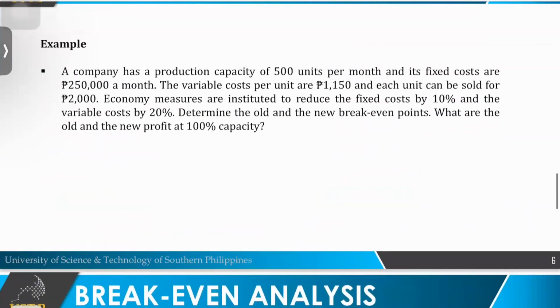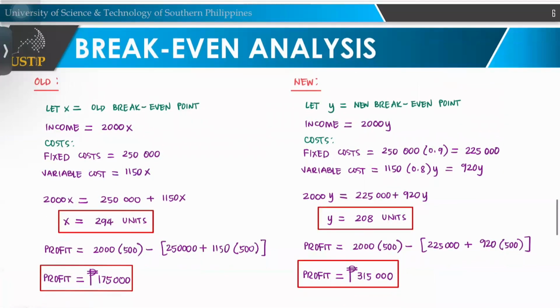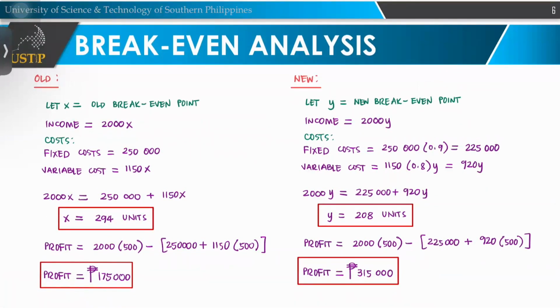The difference in the new class is the values of the fixed cost and the variable cost. Why? Because it's stated here that it was instituted to reduce the fixed cost by 10%. So meaning, it's advantageous for the company because the fixed cost, or the expenses, can be lowered by 10% and the variable cost lowered by 20%. So, solving that, let's use another variable which is y. This is our new break-even point.